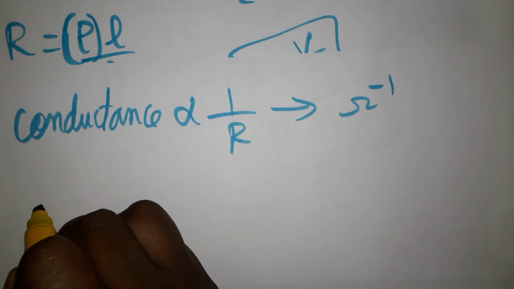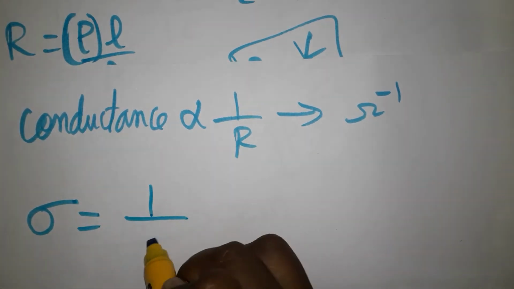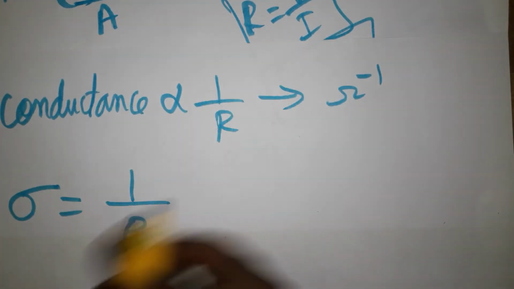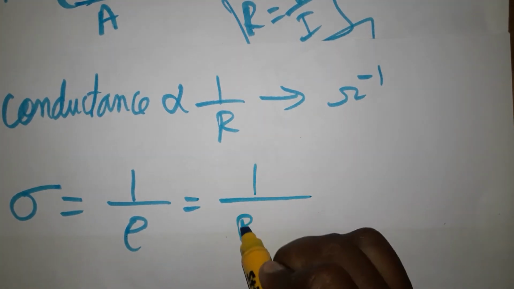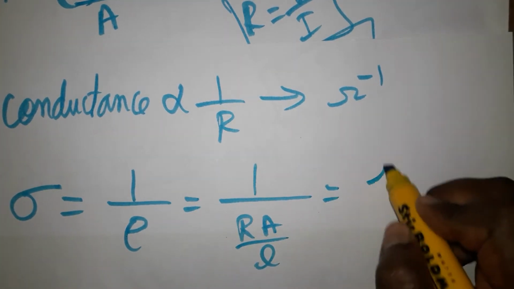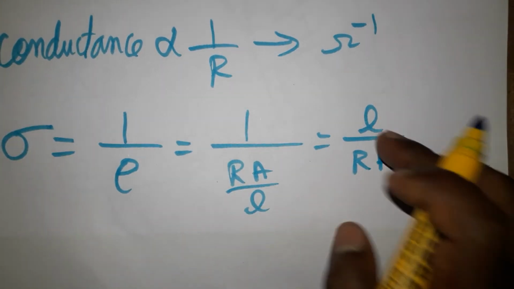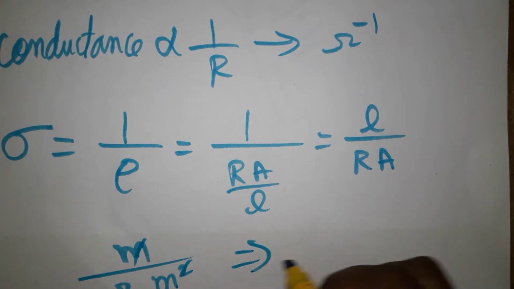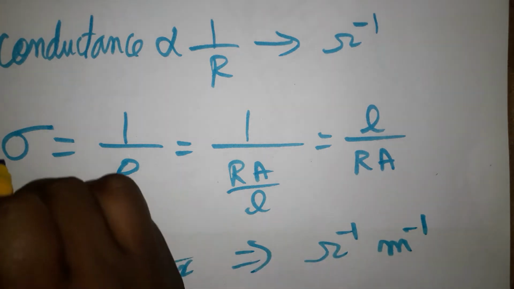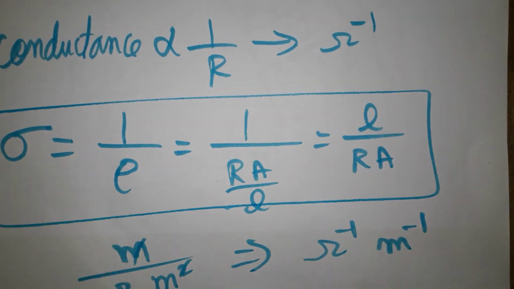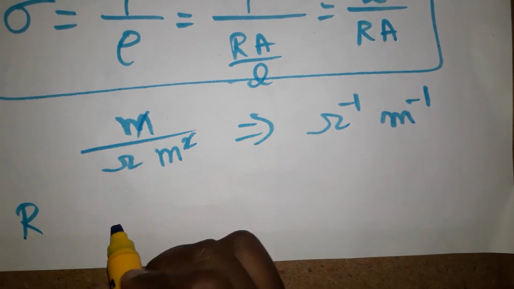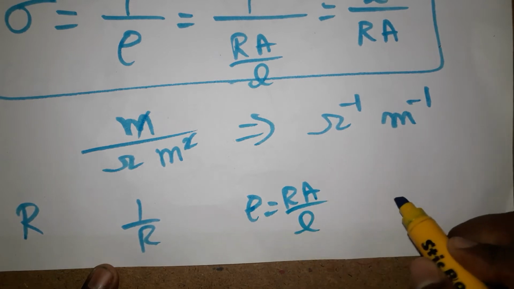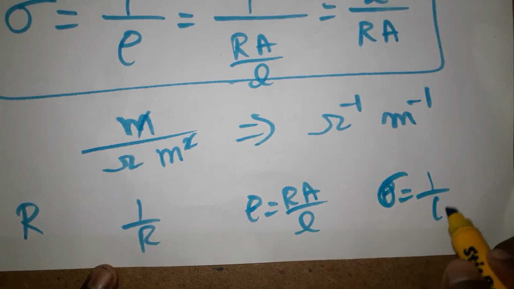Next, conductivity. The symbol of conductivity is sigma, and it is inversely proportional to the resistivity. We already know the resistivity formula, RA by L. The conductivity is the inverse of resistivity, so it is L divided by RA. The L unit is meter, R unit is ohm, area unit is meter square, so we get ohm inverse meter inverse. So resistance is R and conductance is 1 by R, resistivity is equal to R times A divided by L, and conductivity is 1 divided by resistivity.